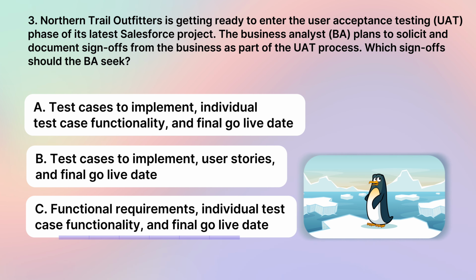Final go-live date. It is important to obtain sign-off on the final go-live date from the business stakeholders to ensure their agreement and commitment to the project timeline. By seeking sign-offs on functional requirements, individual test case functionality, and the final go-live date, the BA ensures that the business stakeholders are actively engaged in the UAT process, agree on the system's functionality, and are committed to the project timeline for a successful implementation.